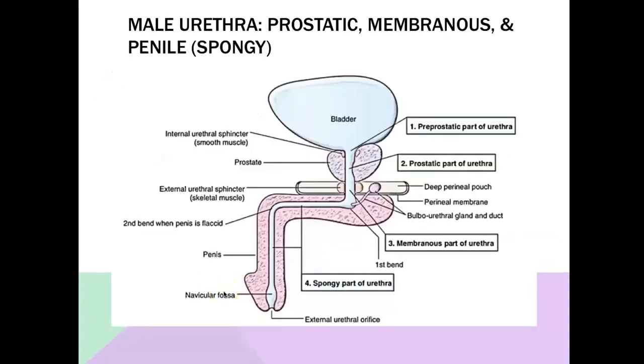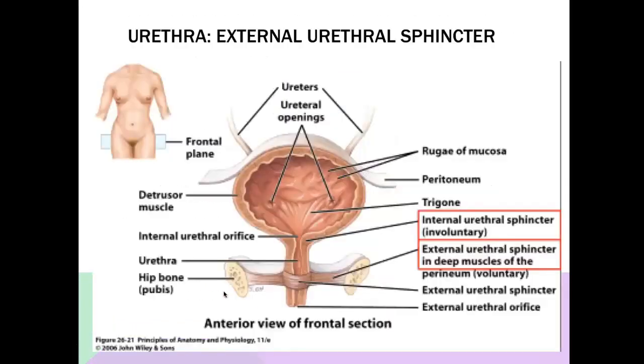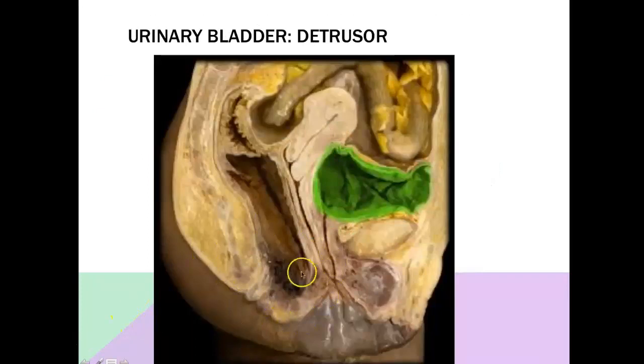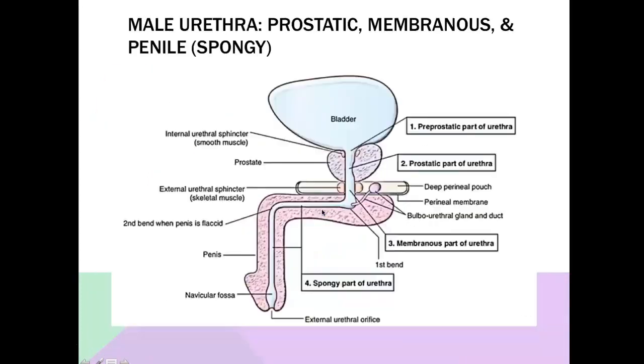And the urethra is going to be much longer within a male. So you can see within a female, if we go back to this cadaver picture, it's quite short, whereas if we look at it in a male, we have quite the long path in order for that urine to leave via the external urethral orifice.